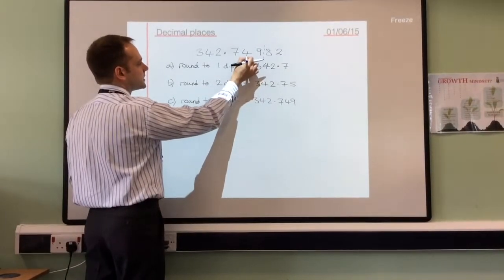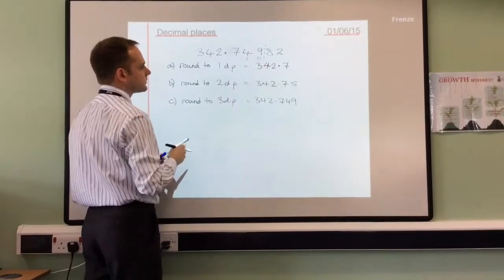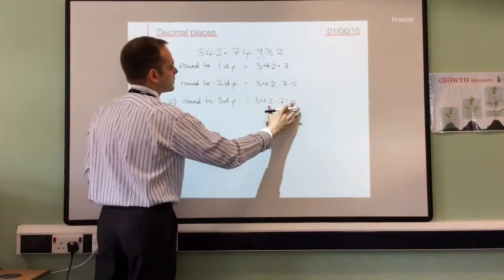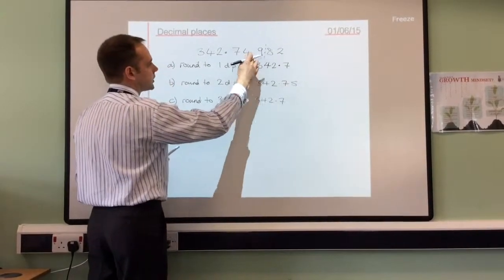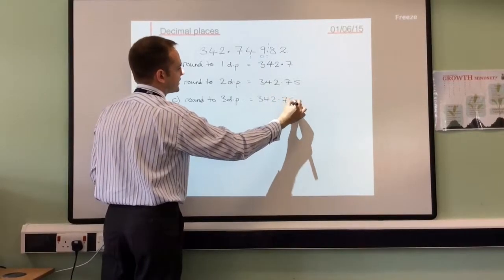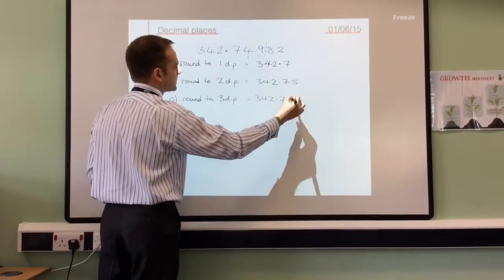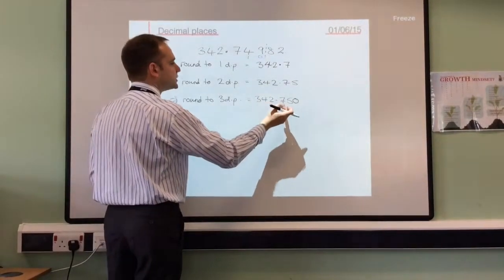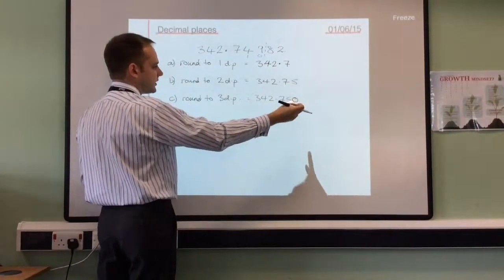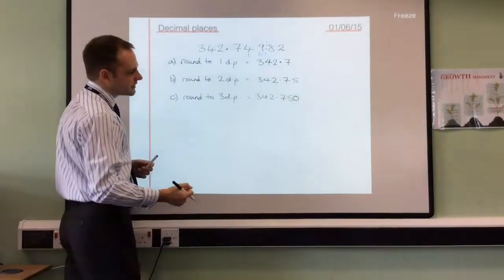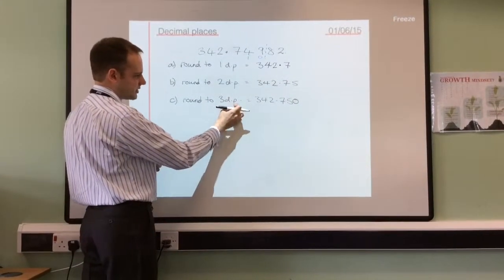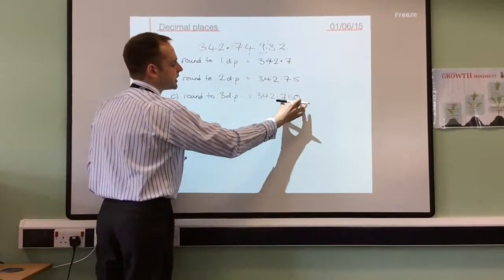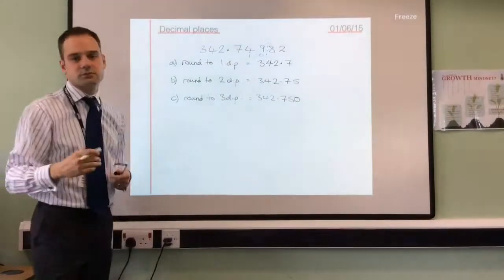The way that I like to do it is to write a 10 underneath. We're going to add the 4 and the 1 to get a 5, and we get a 0 on the end because the 9's been rounded up to a 10. So we actually end up with 342.750. That 0 is important. It's tempting to leave it off, but when we're working to 3 decimal places, we must have 3 numbers here. Okay?